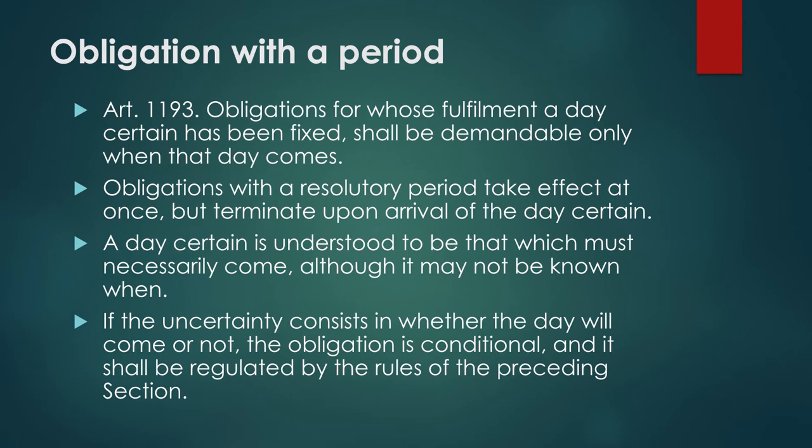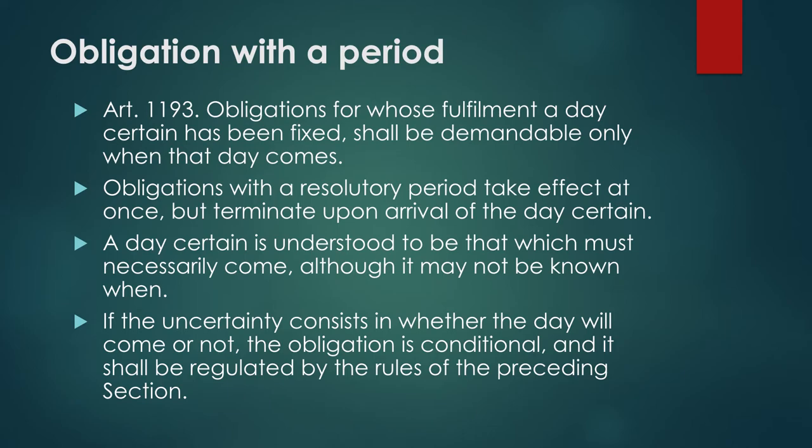Okay, so obligation with a period under Article 1193: obligations for whose fulfillment a day certain has been fixed shall be demandable only when the day comes. Okay, so a period could also be a specific date, like I will give you 500 pesos come October 31, 2021. So that's a period. Obligations with a resolutory period take effect at once but terminate upon arrival of the day certain.